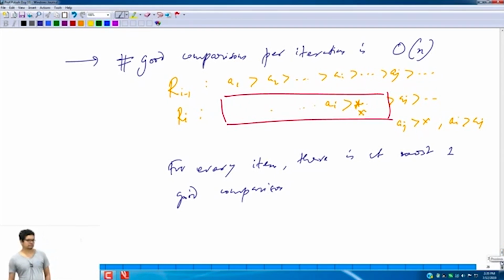Question? Anyone want me to repeat this part?